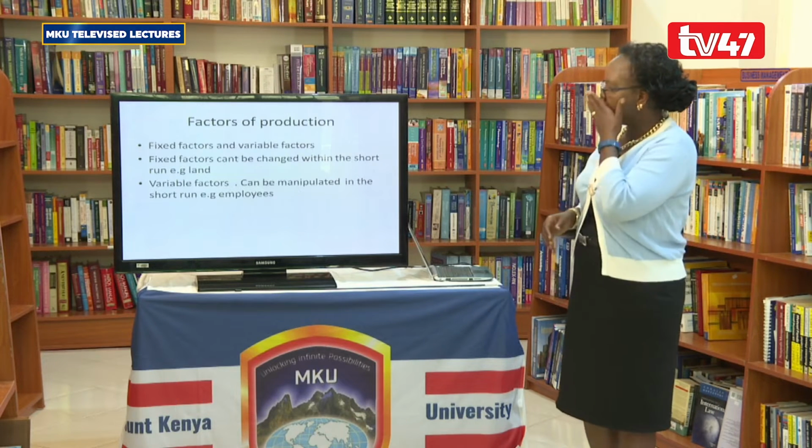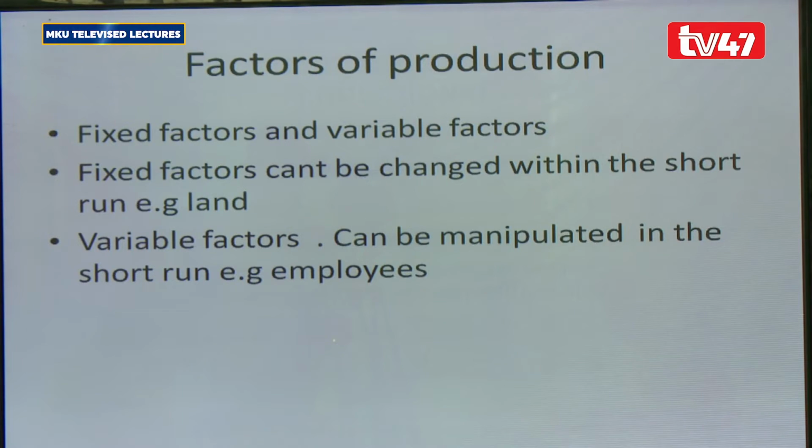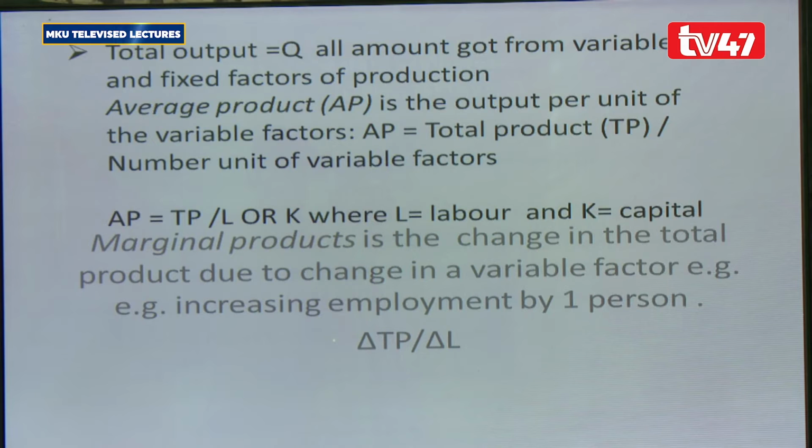I've talked about the factors of production, and I've talked about them being classified into either fixed factors or variable factors. Now, once those inputs have been put in the process of production, we come out with a finished product we are referring to as Q, we call it the total output. The total output, therefore, can be defined as all the amounts got from the variable factors and the fixed factors of production.